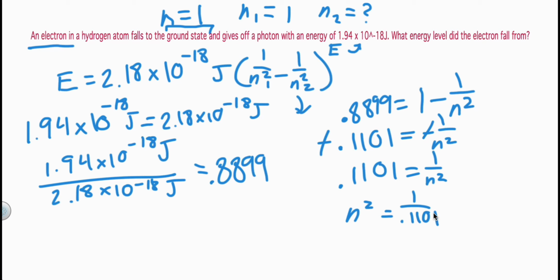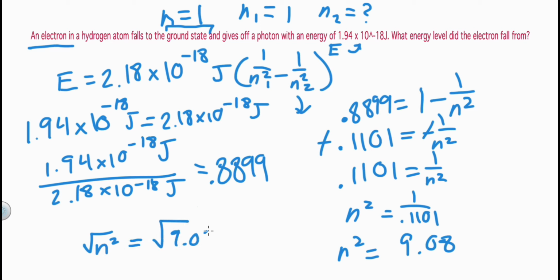So let's just do 1 divided by 0.1101, and we get n squared equals 9.08. And when you take the square root of n squared and you take the square root of 9.08, you don't exactly get 3. However, it is close enough to just say it's 3. Okay, it doesn't have to be exact. Sometimes it will be. However, in this case it's not. So we know that the answer to this is n equals 3.